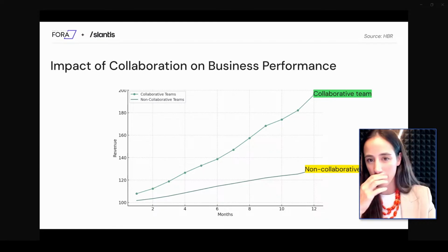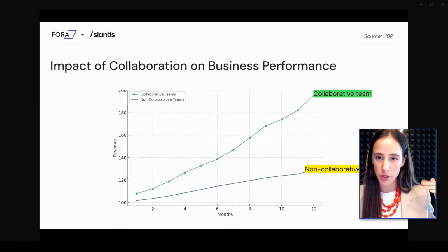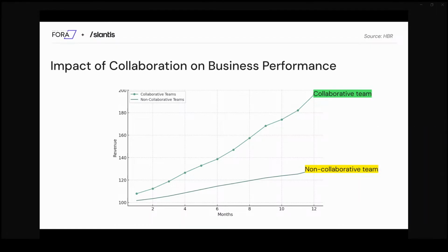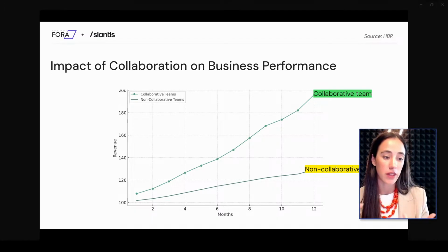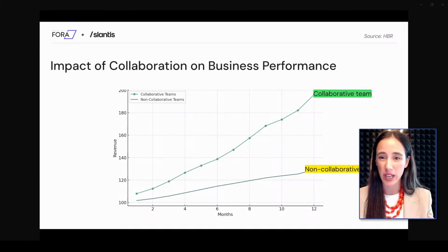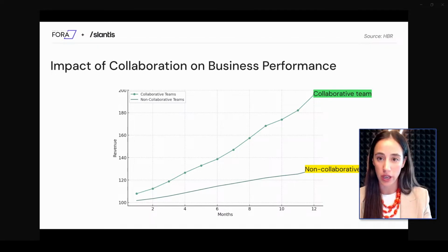Fast forwarding and adding the business perspective to this science of connections between people and architecture, this has been proven time and again. Harvard Business Review has talked a lot about how collaborative teams versus non-collaborative teams are much better for business performance. By collaborative teams, we mean teams that are engaged in communication, that feel trusted and safe. They share knowledge effectively, and they work together towards common goals. They are really aligned in what they need to do and push it together.